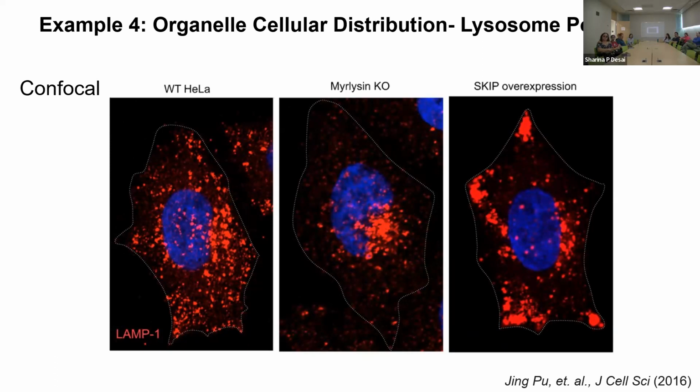And this is also related to some diseases. For example, cancer cells have more peripheral lysosomes. But for cells from neurodegenerative disease, those lysosomes prefer to cluster to the cell center.